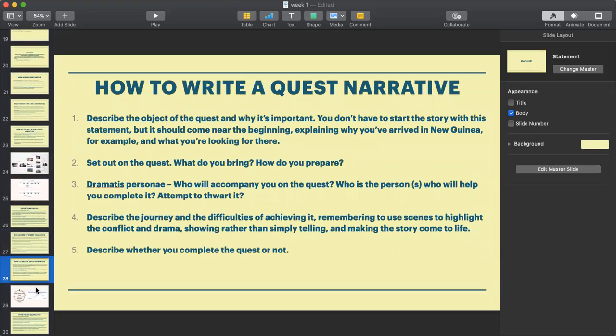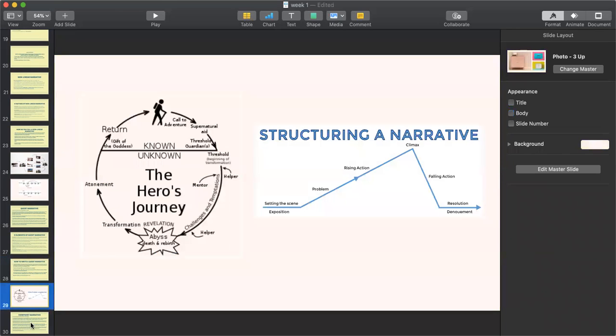How to write: you describe the quest and why it is important, right? Set out on a quest, what you bring, how you prepare, okay? Create the persona of the drama. Who will accompany you? Who are the persons with you? Describe the journey. It's very important in quest narrative. You describe the journey and the difficulties of achieving it. That is what people want to see or read when they want to see a quest narrative film. Describe whether you complete your quest or not. Okay.